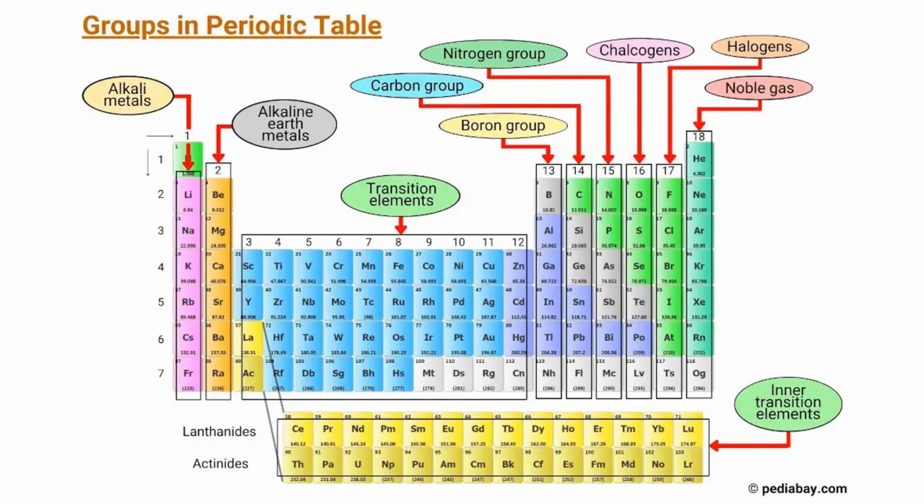Alkali is in group 1. Alkali earth is in group 2. Transition metals are in groups 3 to 12. Then we jump to group 13, boron group. Then carbon is 14. Nitrogen is 15. Chalcogens are in number 16. Finally, inert gases or noble gases are in group 18.